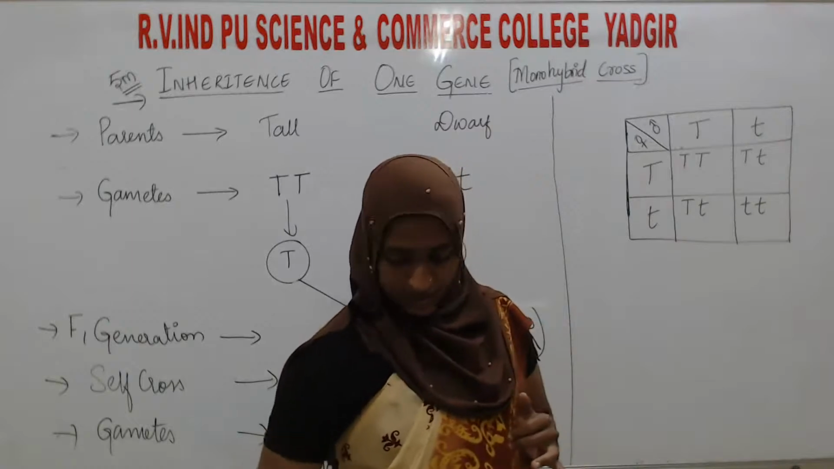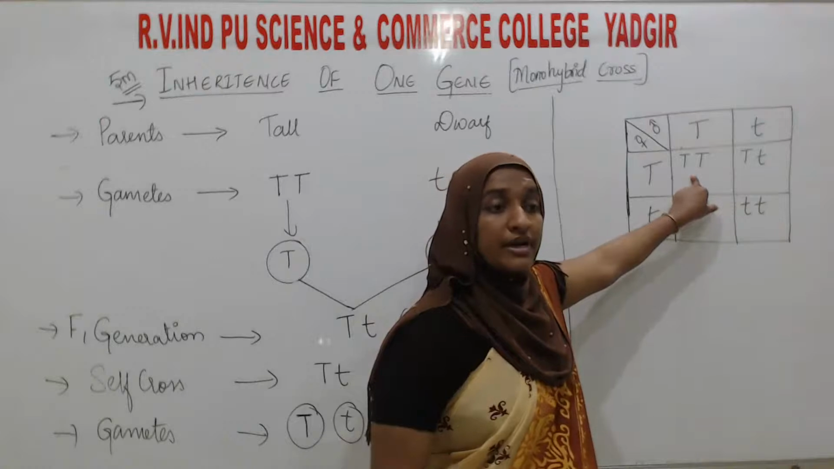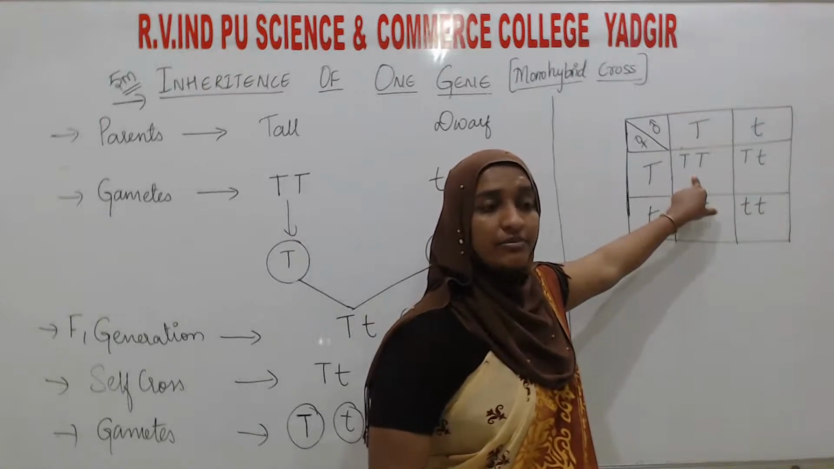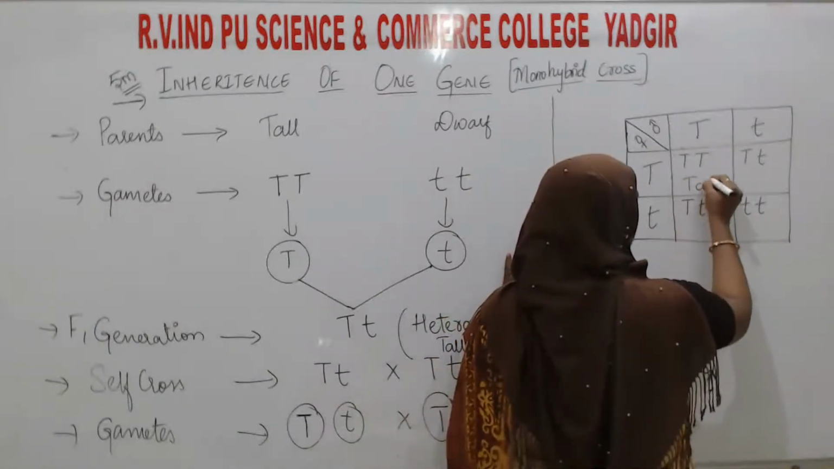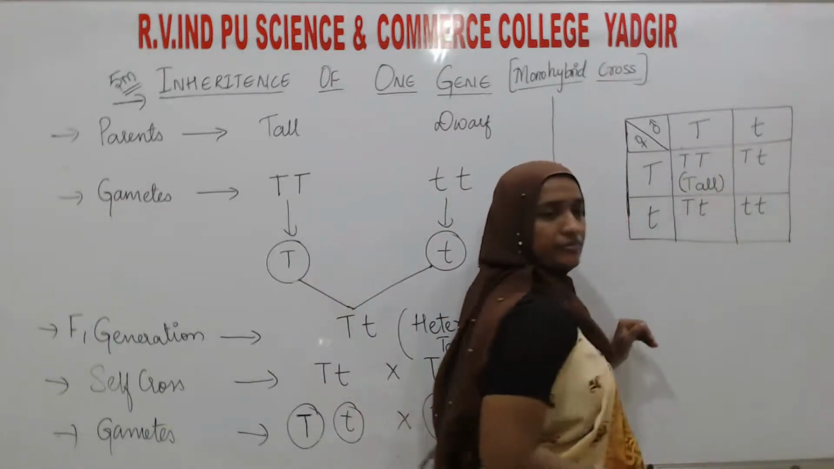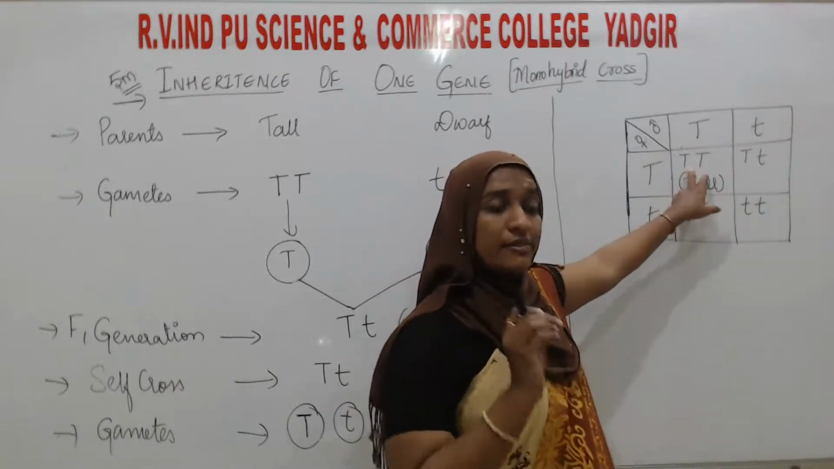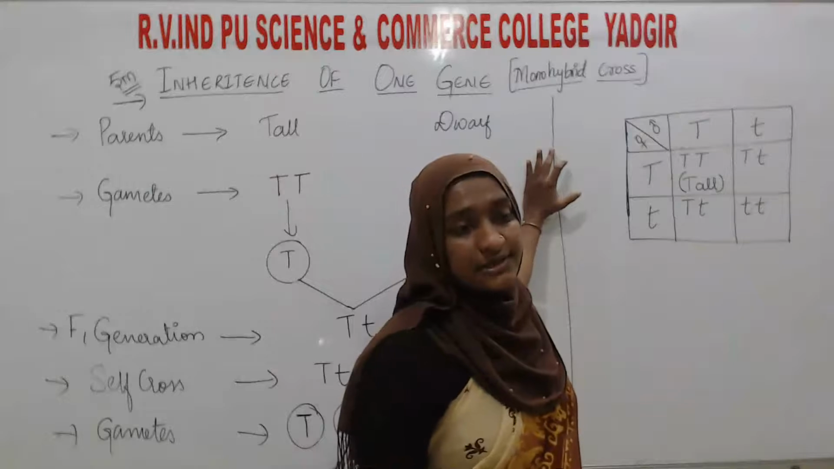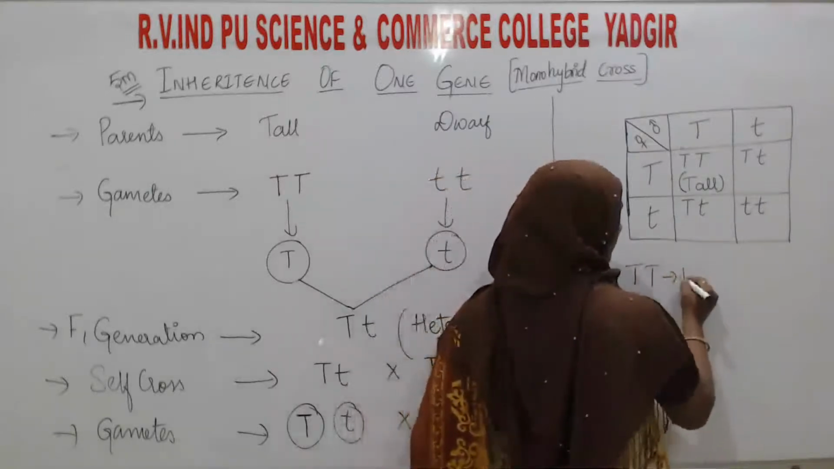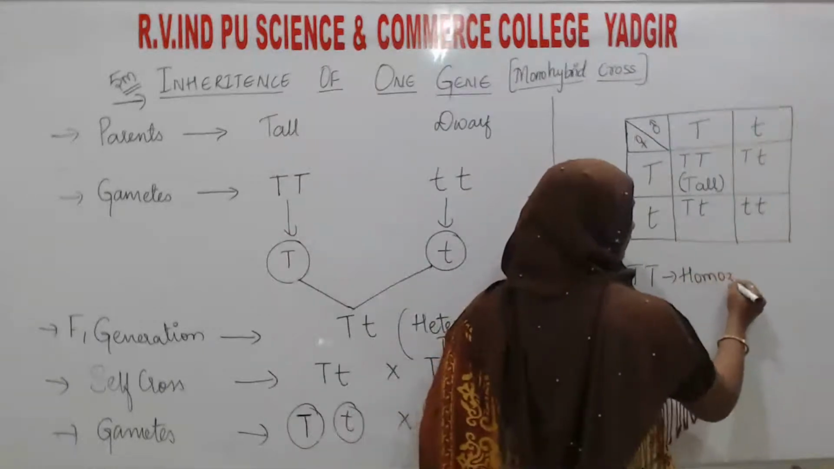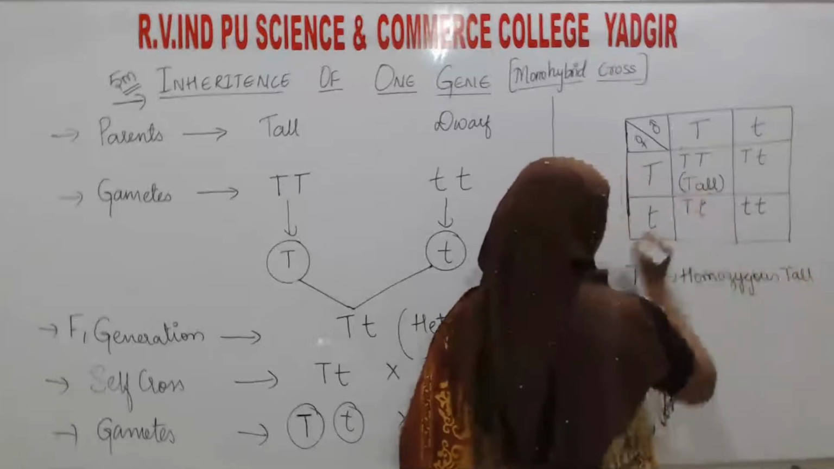Here you see what this will become. Both are dominant. Dominant what? Capital T means that will become tall. Okay, this is the tall. They both are same. What is it? This condition is the homozygous condition. Here I will write capital T, capital T, homozygous tall. First one.